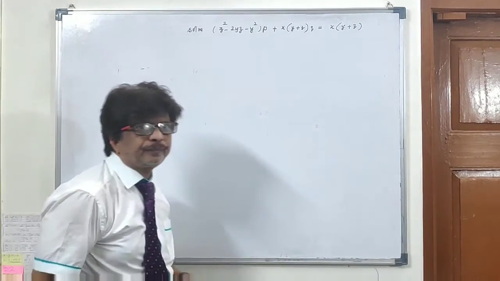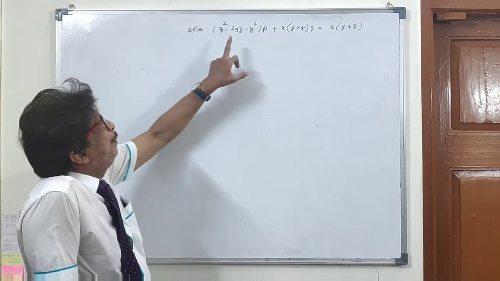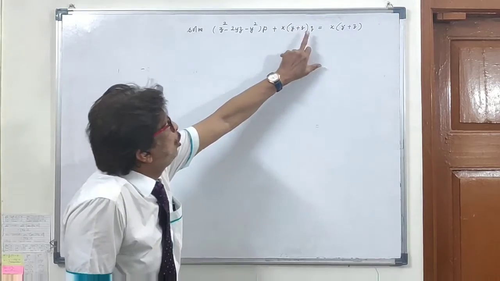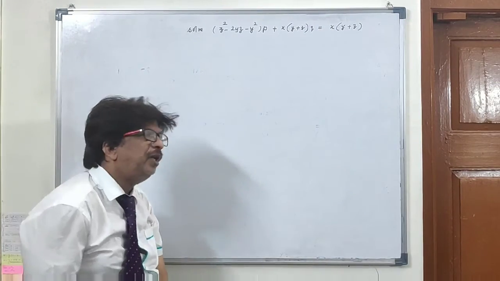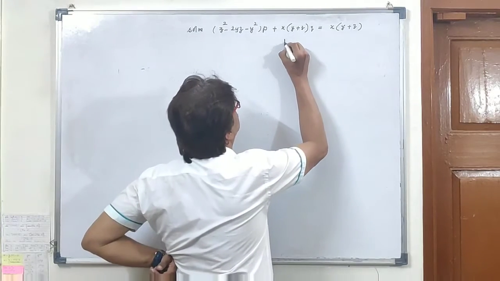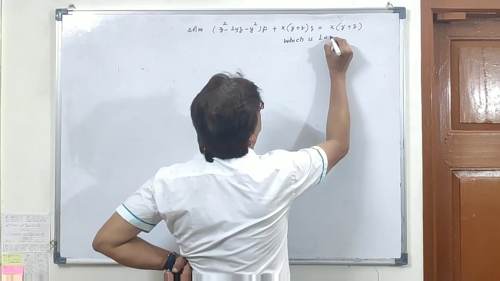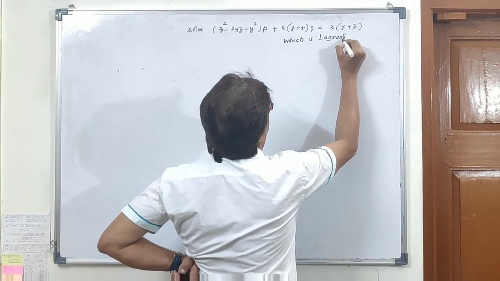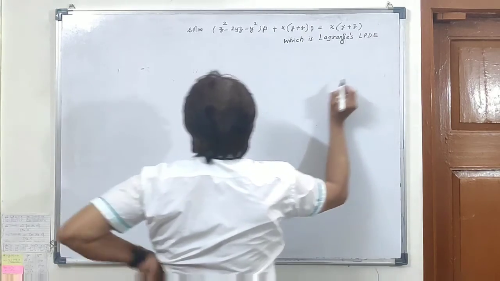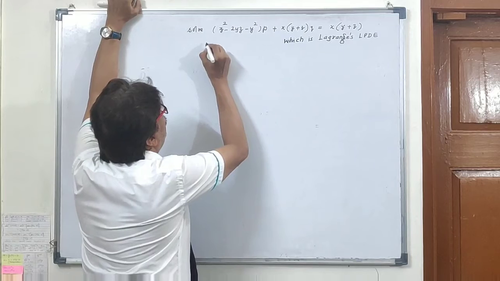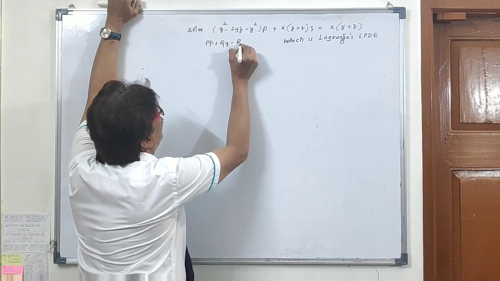This is actually the partial differential equation of the type Pp plus Qq equal to R. It is Lagrange's linear partial differential equation, Pp plus Qq equal to R.